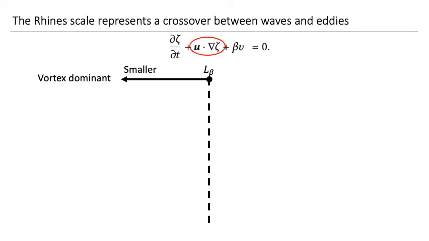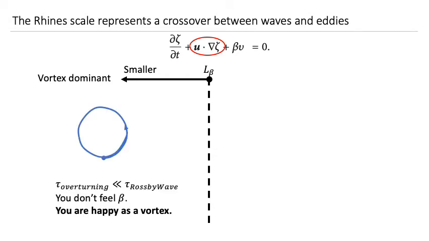What it means is that if you're smaller than this Rhine scale, the relative vorticity term is dominant. It's much larger, so you can go back and check the scale analysis and see that. If you're significantly smaller than the Rhine scale, then this is really vortex advection by itself, so the nonlinear advection by the eddy itself is dominant. So you're in a vortex dominant regime. And you can actually think of this in terms of time scales, which is that the time it takes to go around your eddy circulation once is much, much smaller than the time it takes to produce a Rossby wave. That latter one is not straightforward to think about, but that's essentially what it means.